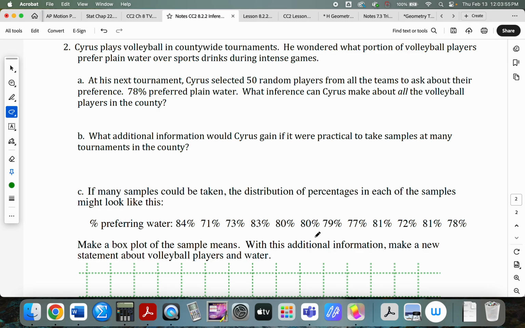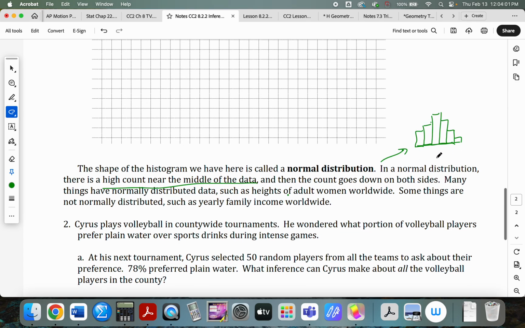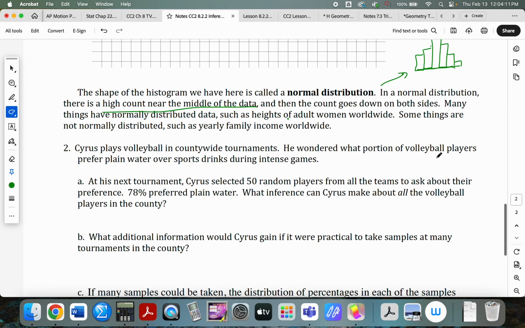All right. So that's what I want you to get out of this, is that this is a normal distribution. Single peaked, high in the middle. The mean and the median will be almost exactly the same. All that kind of good stuff. All right.